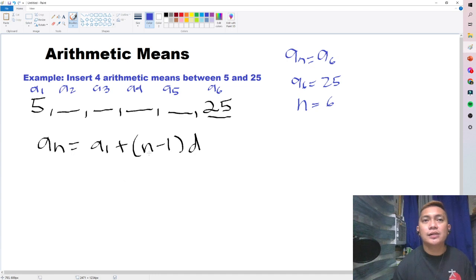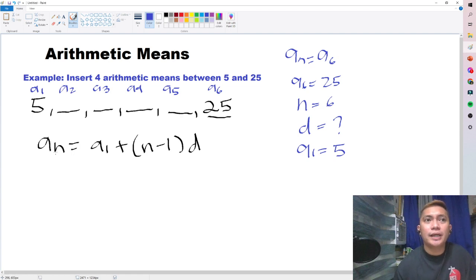Let n be 6, as our last term, followed by the common difference. Okay, so missing si common difference, because we're going to find the common difference to get the next terms. Okay, we also have a sub 1 as part of the equation. A sub 1 is equal to 5. So ang missing term dito is si common difference para makuha natin yung mga terms na nawawala.